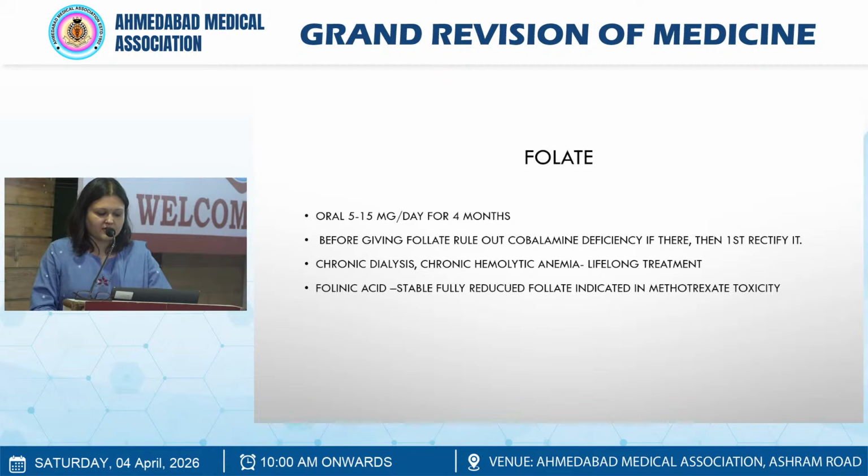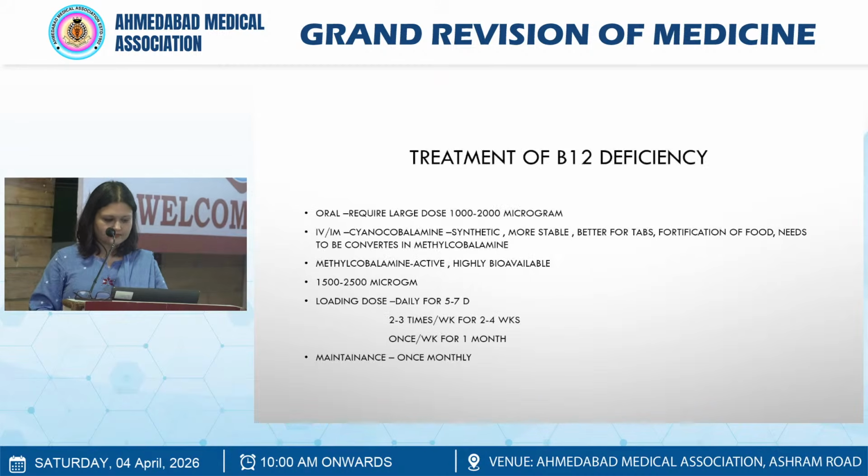The other compound for folate is folinic acid. It is a stable and fully reduced form of folate. We give folinic acid in methotrexate toxicity. Now this is the treatment of B12 deficiency. Usually, as I mentioned, oral requires a large dose. We give IV or IM cyanocobalamin and methylcobalamin. Two compounds are available in India.